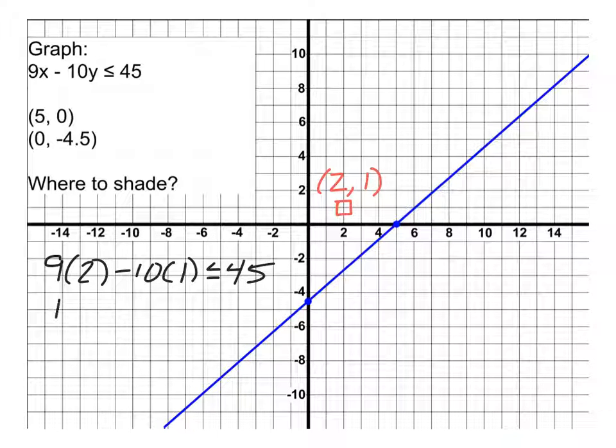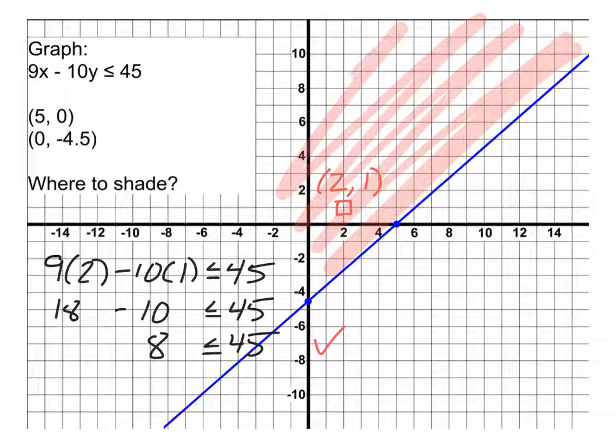So I do 9 times 2, that's going to give me 18, minus 10 times 1, which is 10. 18 minus 10 gives me 8. So I have 8 is less than or equal to 45. Is that a true statement? Yes, it is. Because that is a true statement, that tells me that I should be shading that point. If I should be shading that point, I should be shading every point on that same side. So I'm going to be shading everything that is above my line in this case. If it were not true, I would have shaded the other side.